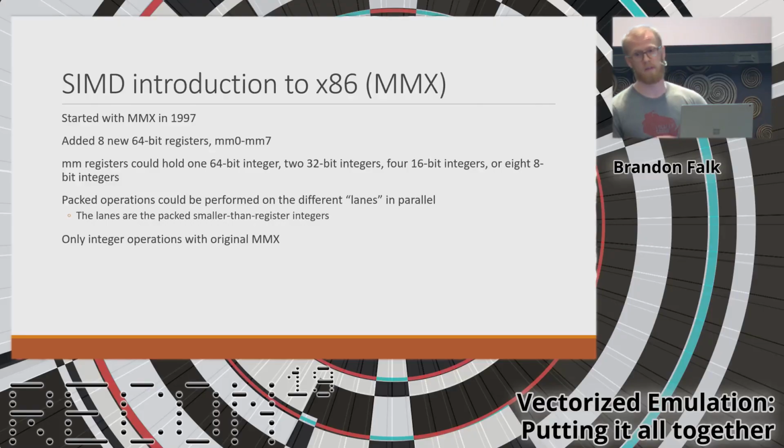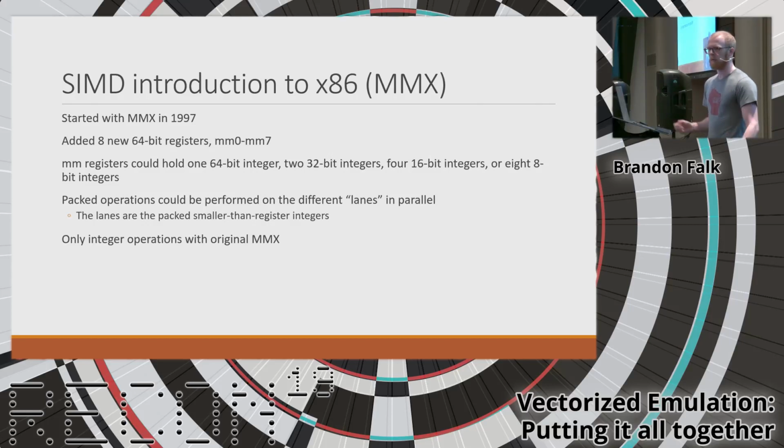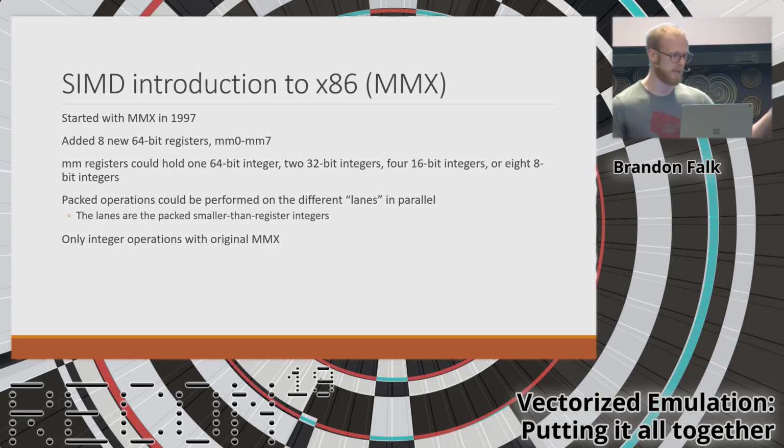So specifically to x86, SIMD came with MMX, which is technically an undefined acronym, but Intel likes undefined behavior. So back in 1997, this was back when everything was 32-bit, they introduced 8 new 64-bit registers that you could then split up into subcomponents. You could split it up into one 64-bit register, two 32, four 16, or eight 8-bit registers. And then you can perform operations on these different components of this vector register in one instruction and perform on them all separately.